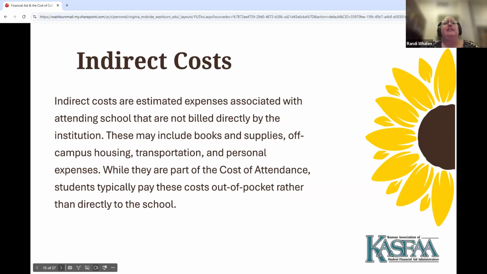Indirect costs. Indirect costs are estimated expenses associated with attending school that are not billed directly by the institution. These may include books and supplies, off-campus housing, transportation, and personal expenses. While they are part of the cost of attendance, students typically pay these costs out of pocket rather than directly to the school.